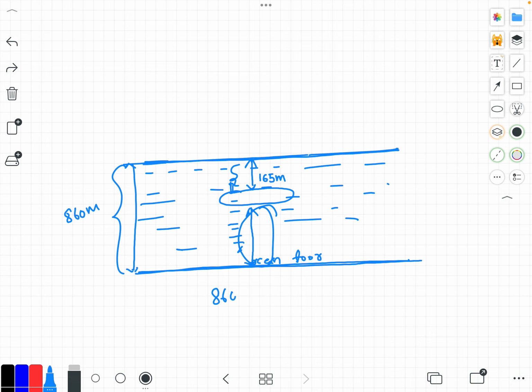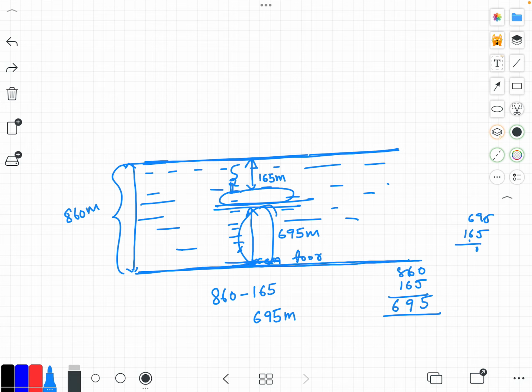That is nothing but 860 minus 165. So 15 minus 6 is 9. Now you have got 7 minus 1 is 695. So 695 meters is the distance of the submarine to the ocean floor. Okay, you can cross check. This is how you solve these problems.